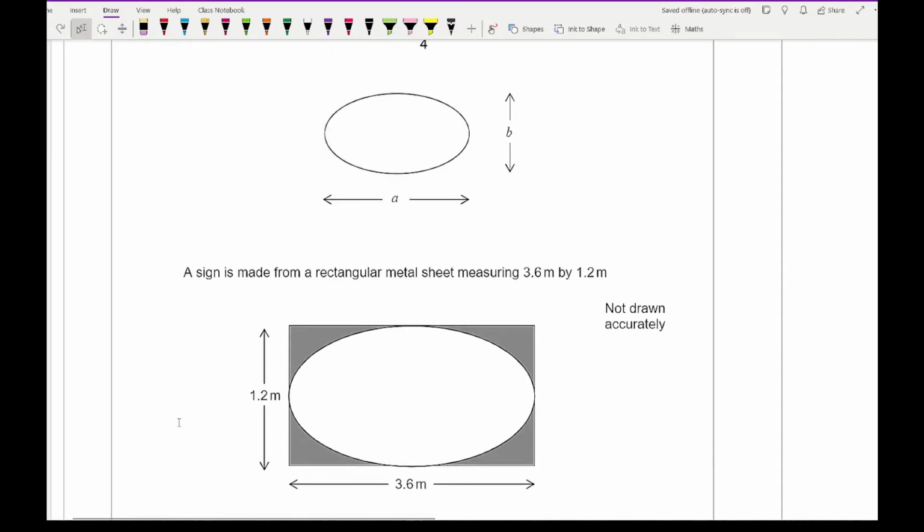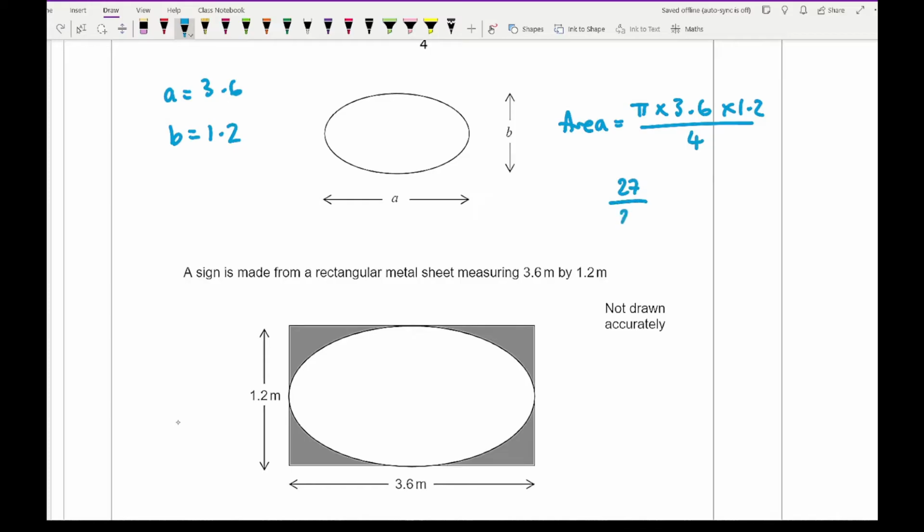So for this, what I need to do is work out the area of each of these 2 shapes. So here I can see that A is going to be 3.6 and B is going to be equal to 1.2. So here the area of the ellipse is going to be pi times 3.6 times 1.2, all divided by 4. So if I type that all into my calculator, I get an answer of 27 over 25 pi. And I'm going to leave my answer in its exact form.